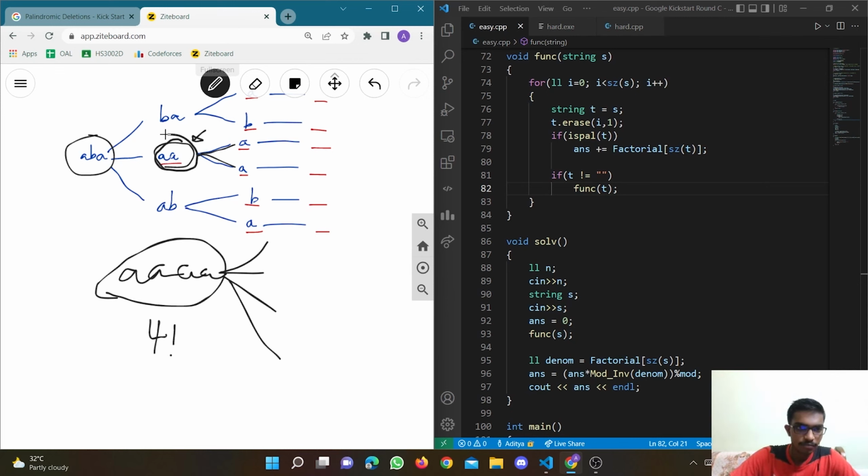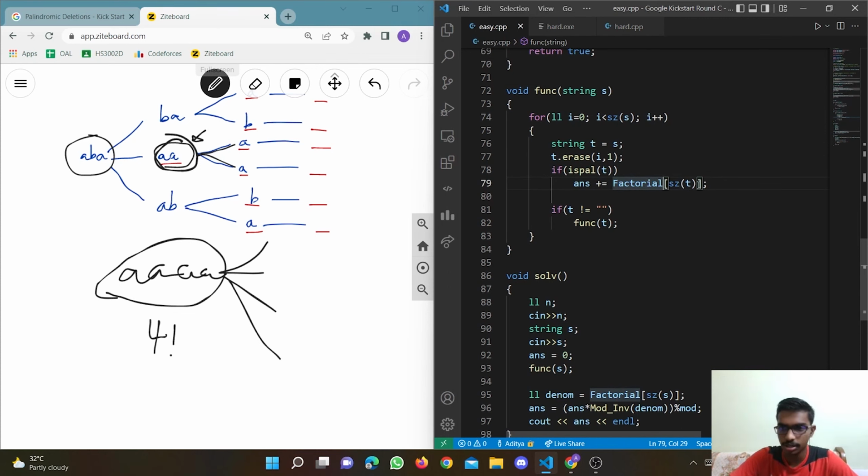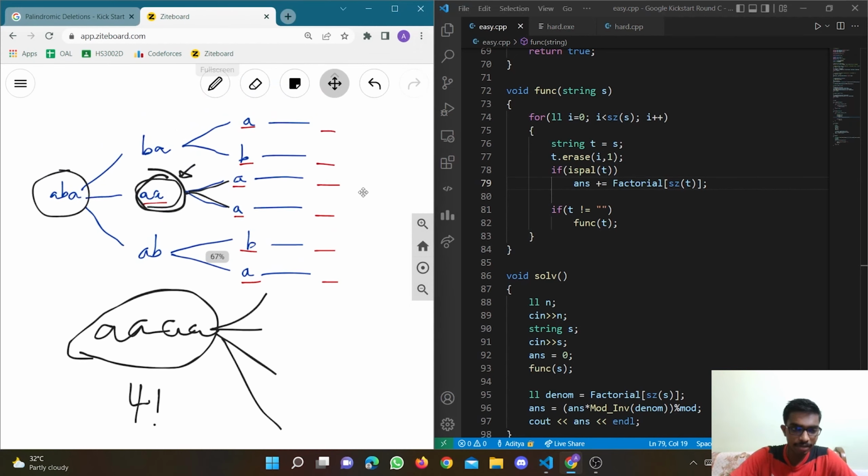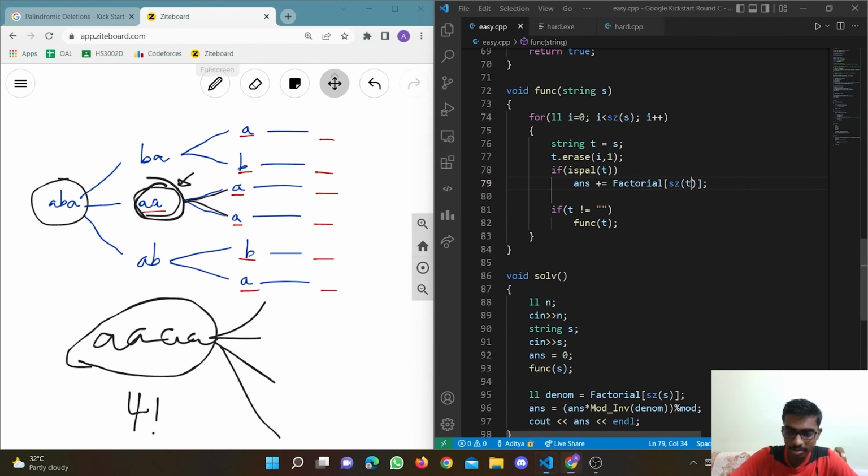So this string will get counted 4 factorial times because there are 4 factorial paths starting from here and ending at a null string. So answer plus equals factorial of the size of the string. SCFT, I have defined using a hash define such that it will give me the size of the string. So if a string is a palindrome, I'll have to count it t factorial times, where t is the length of the string. Here t is a string itself, so answer plus equals factorial of length of t.